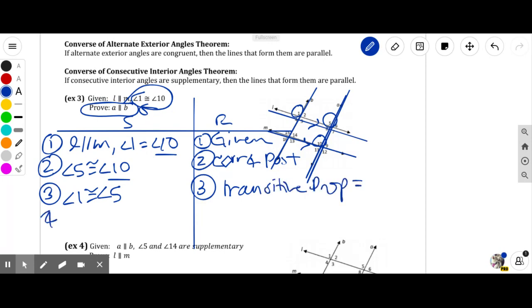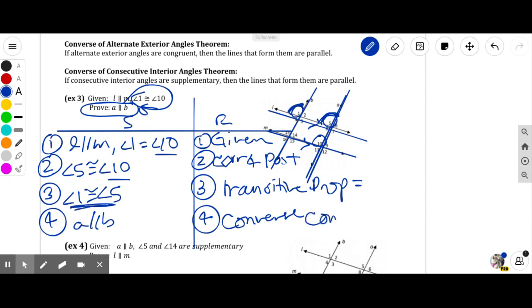And then now, since these corresponding angles are congruent, I can conclude that A is parallel to B. And that would be the converse of the corresponding angles postulate. Because this 1 and 5 right here, those are corresponding. So whichever angles you're using to show that the lines are parallel, you use the converse of whatever kind of angles they are. So there's our first example.